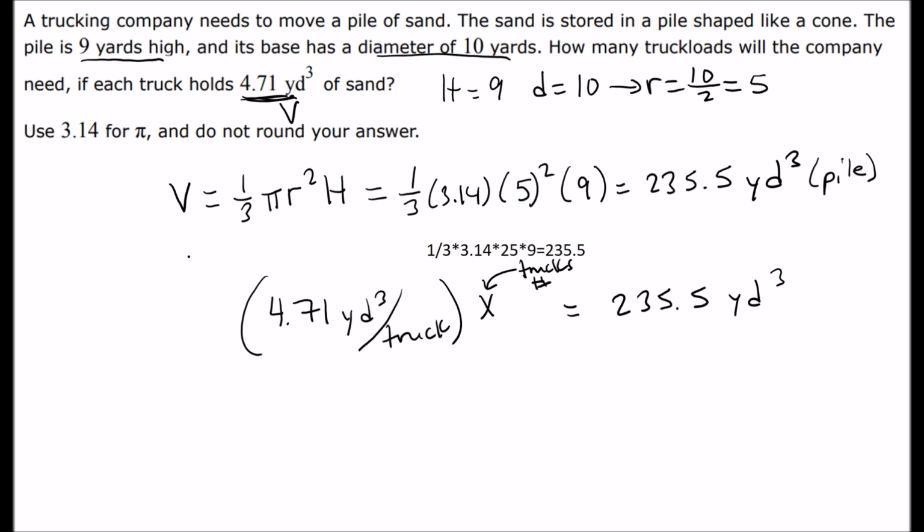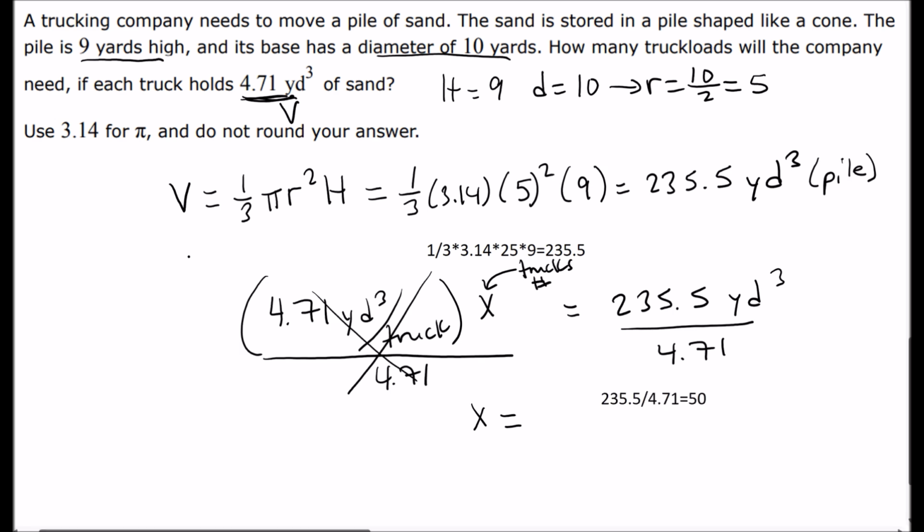Do we need 5 trucks? Well, if we do 10 trucks, then 10 times 4.71 is 47.1. And that's not enough to make the pile. So we need to figure out how many trucks. So we just basically need to divide. So we're going to divide both sides by 4.71. And that gives us how many trucks we would need. That cancels out in order to get that. So we can just divide this and get our answer. All right, and when we divide it, it looks like we get 50, so we need 50 trucks in order to make this work.